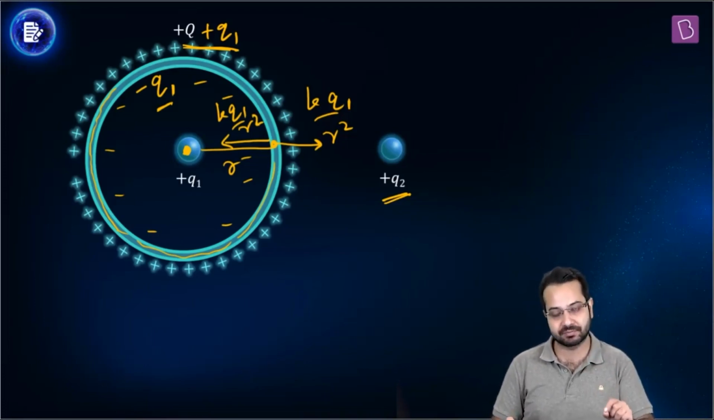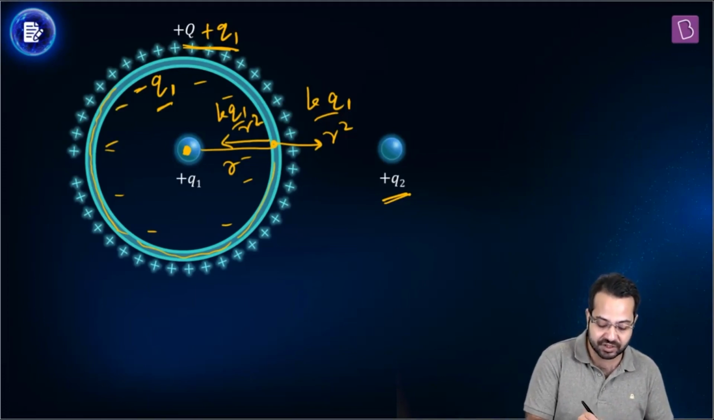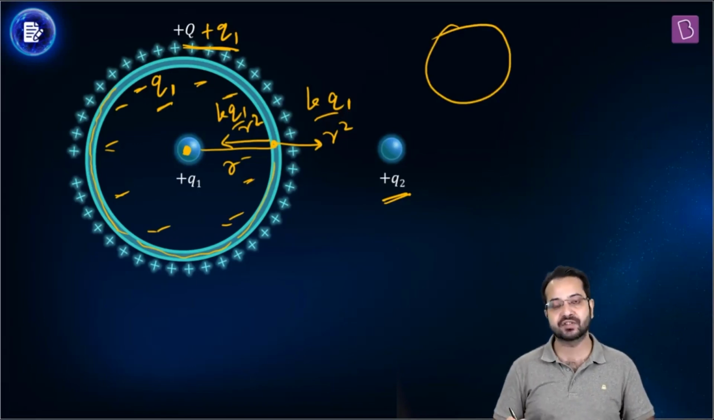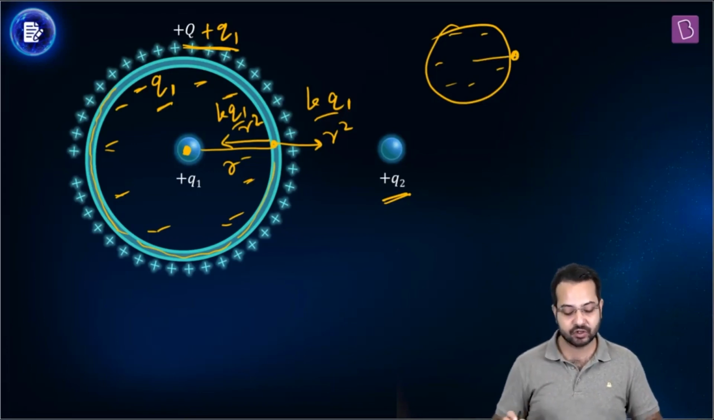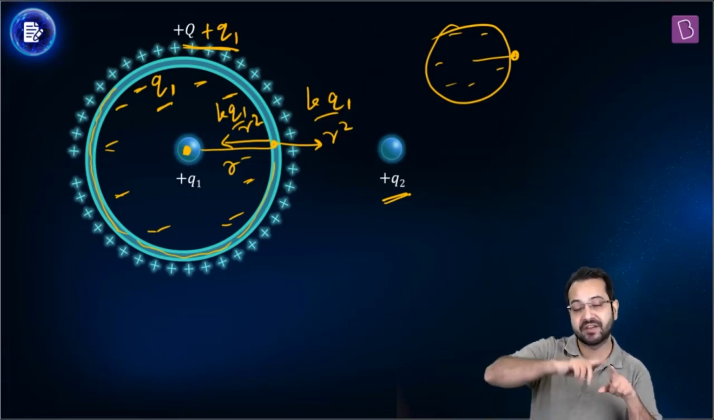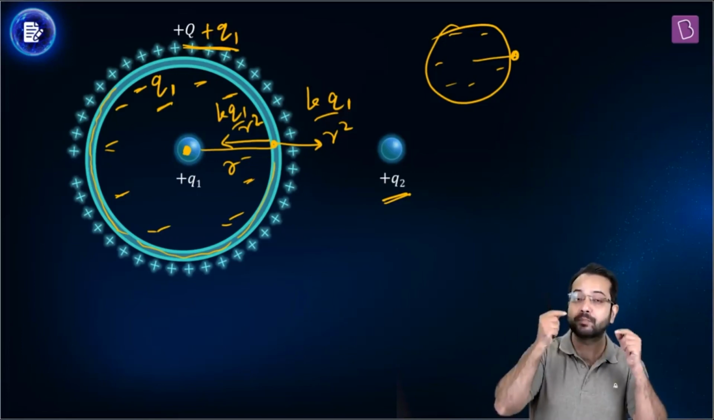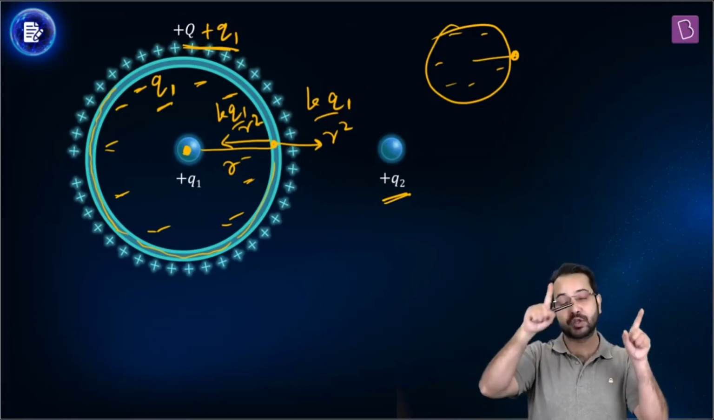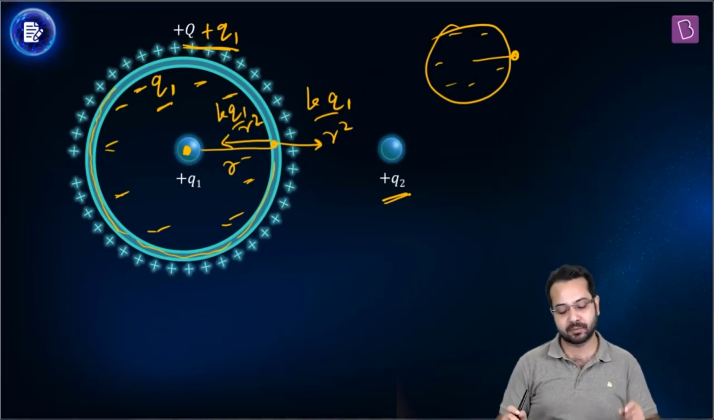So the magnitude of field has to be kq1 upon r square. When is this possible? It is only possible if this is a uniform spherical charge distribution. For a uniformly charged spherical shell, the field at this point at a distance r is going to be kq upon r square. If this is non-uniform, then it is not going to be kq1 upon r square. So in order to make the field 0 inside the conductor, this minus q1 has to be uniformly distributed over the surface of this spherical shell. That is the key catch in this problem.